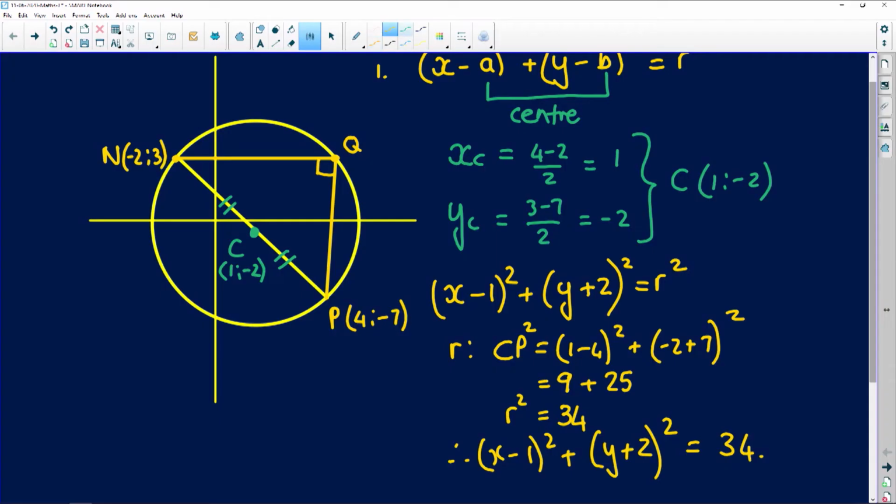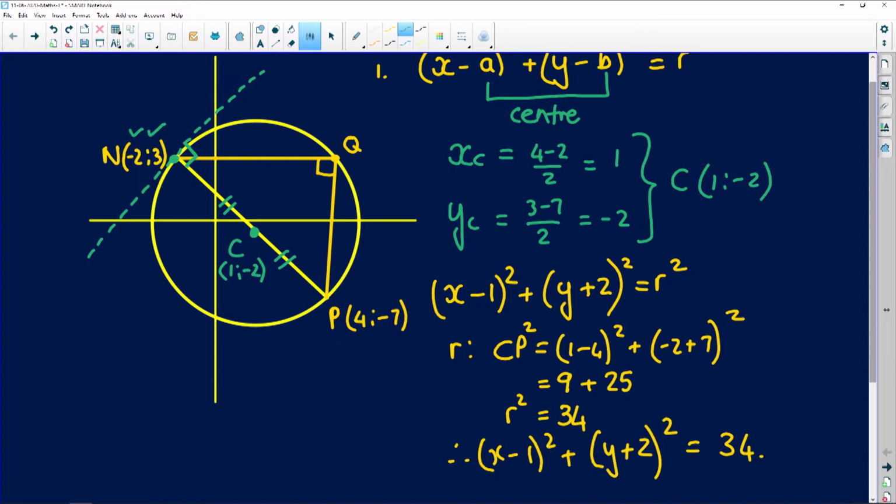Now, Polintle, I hope this is making sense to you. The second part of your question is asking for the equation of the tangent at the point N. Now, let's go to our graph and have a look. The tangent at the point N is this line over here. And we know from our geometry days that the radius or the diameter of a circle is perpendicular to the tangent at the point of contact, which we do have.